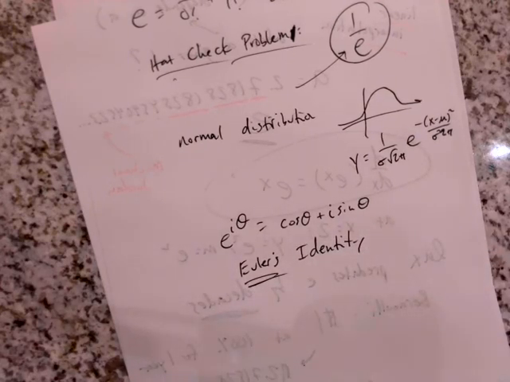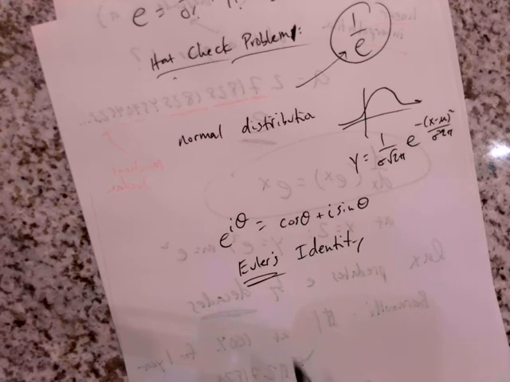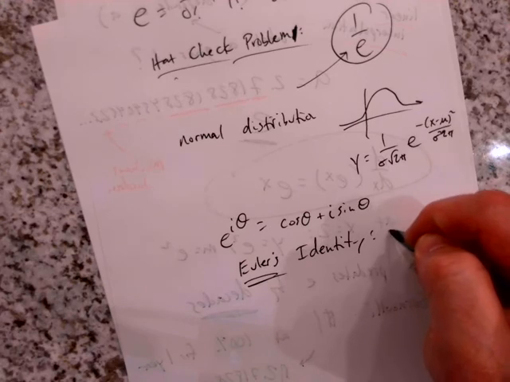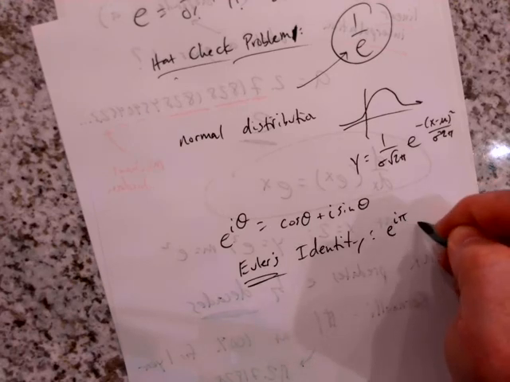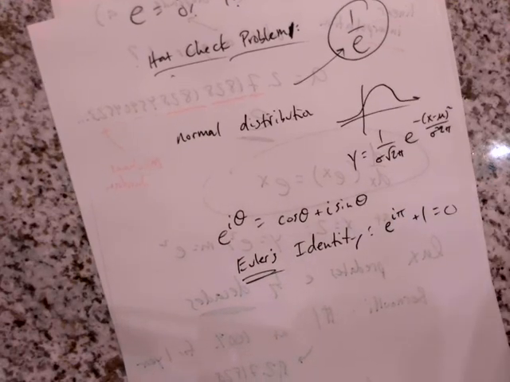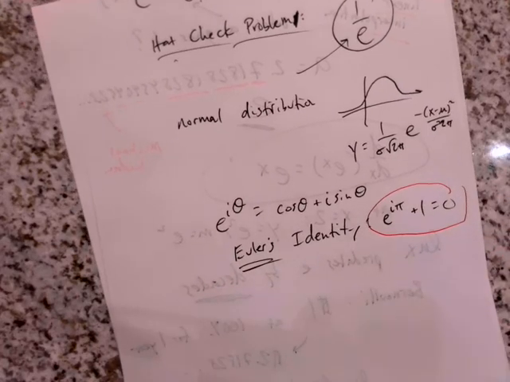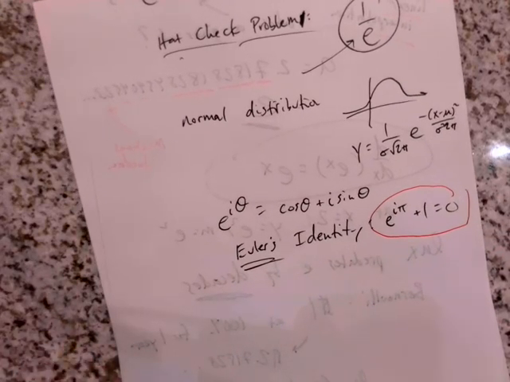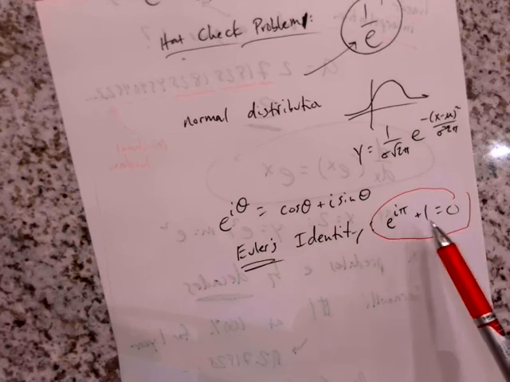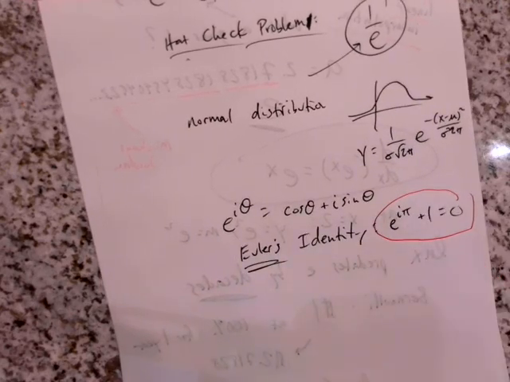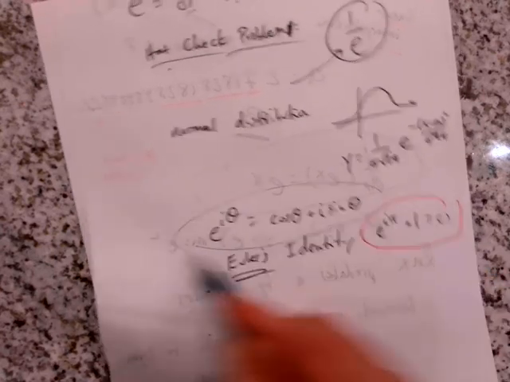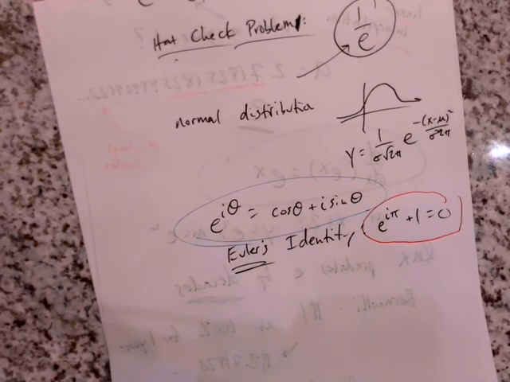Euler is a mathematician from the 1700s, a whole bunch of awesome stories about that guy. But his identity is that e to the i times pi plus 1 equals 0. This simple, elegant equation is able to relate pretty much the 5 main constants in math: 0, 1, e, i, and pi. Just a nice, clean expression that comes right from that formula right there.